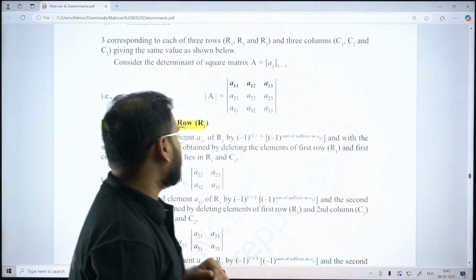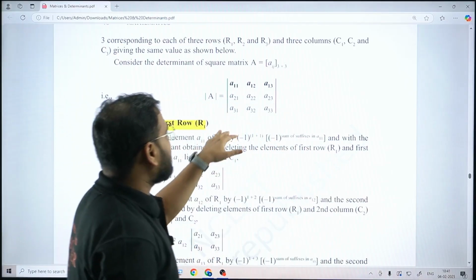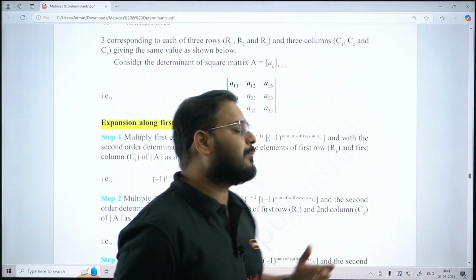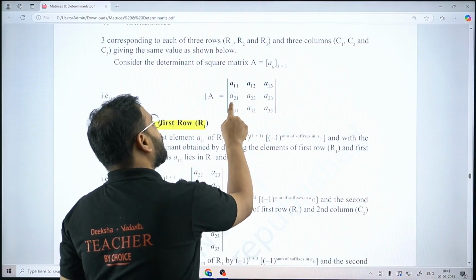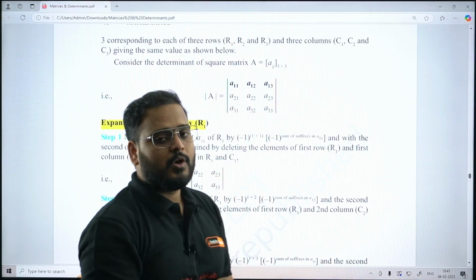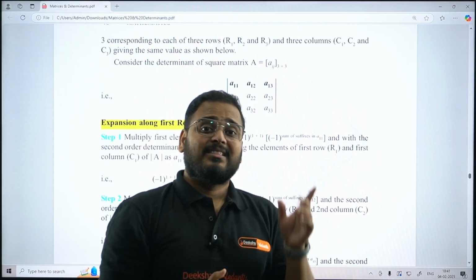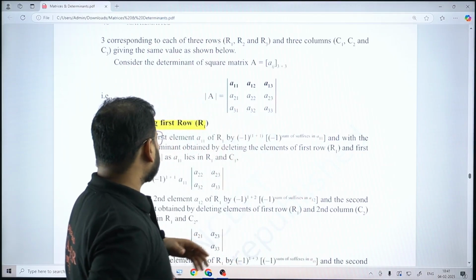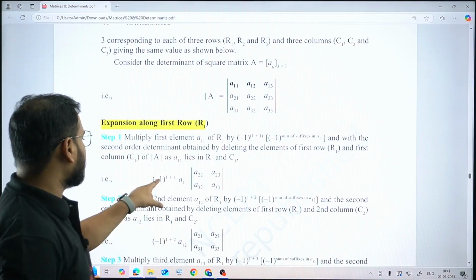One more very important thing over here. Wherever the sum of the indices of an element, like 1, 2 or 1, 3, is odd, for example 1 plus 2 is odd, 2 plus 1 is odd, 2 plus 3 is odd, 3 plus 2 is odd, that element will open with a minus sign. Means you will write like this. Check this out. I'll show you.